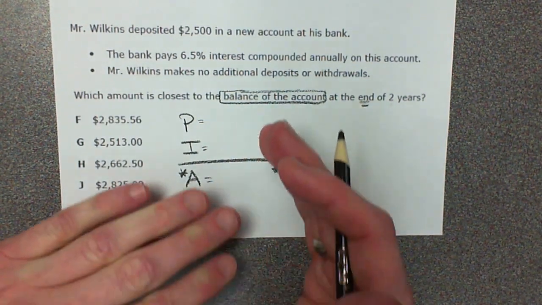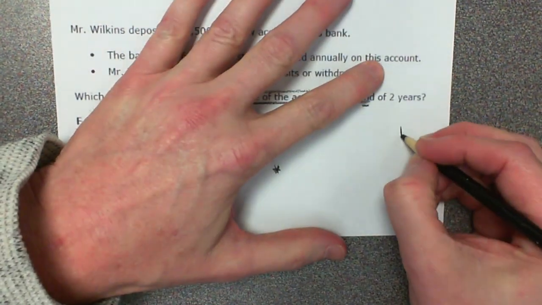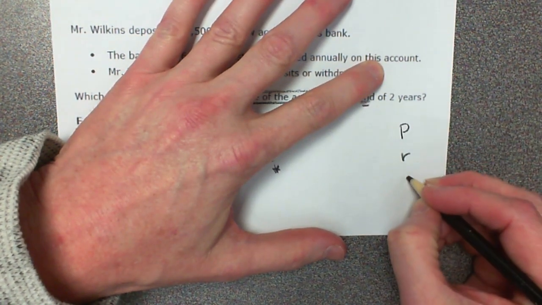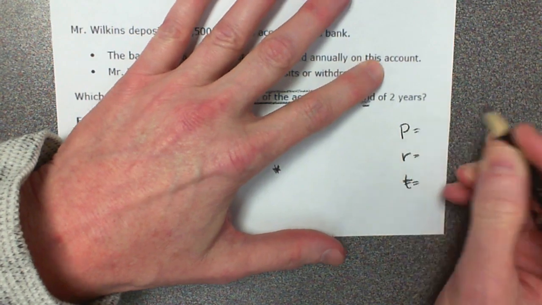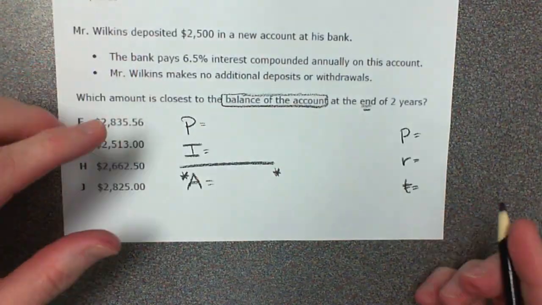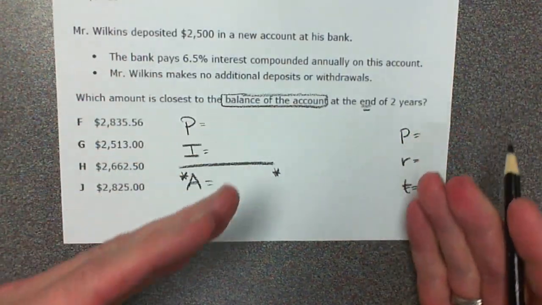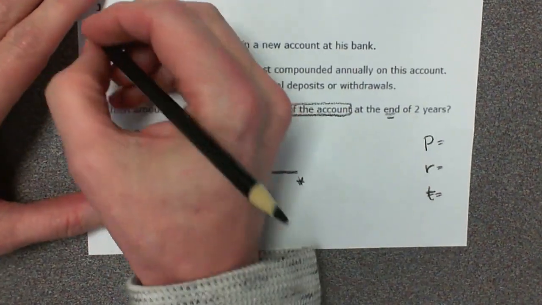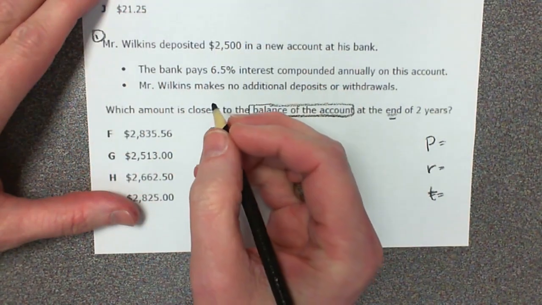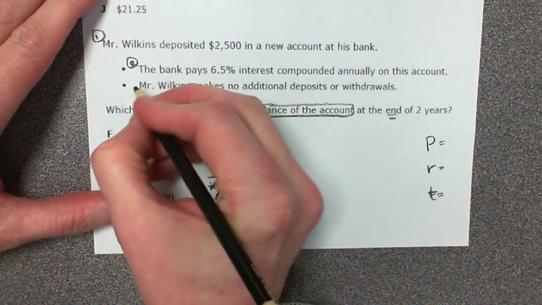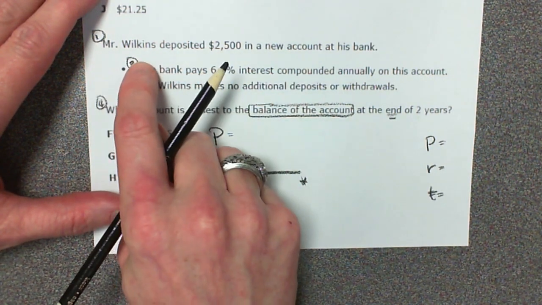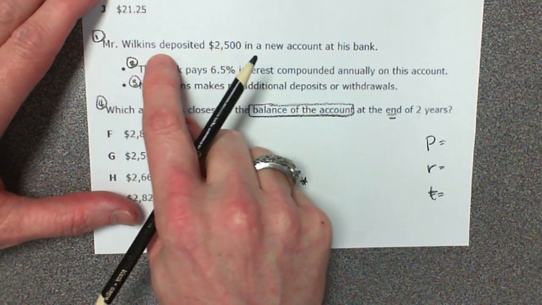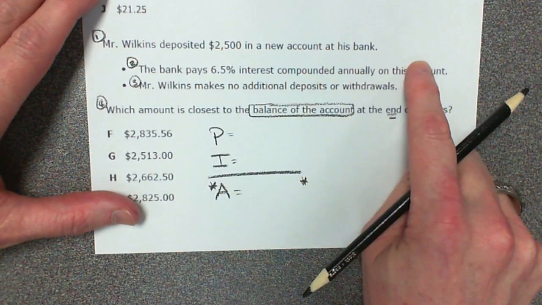So just like with any other interest problem, I've got three variables: capital P, R, and T. If you forget those things, you're going to go back in and figure out what it is we're trying to find. We're going to label the first sentence 1, the second sentence 2, the third sentence 3, and the fourth sentence 4, and go in one at a time and figure out what we can use from each sentence.